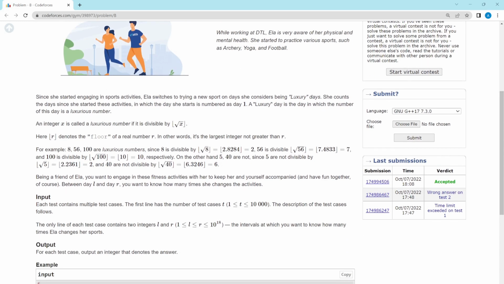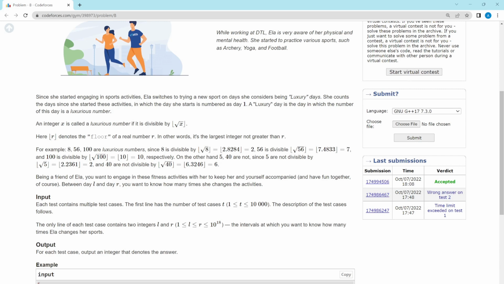A number is called a luxurious number if it is divisible by the floor of its square root. First let's understand what the floor of the square root does. Let's take a few examples. Let's say the number is 8. Then clearly 2 square, which is 4, is less than 8, and 3 square, which is 9, is greater than 8. That's why you can see that 8 is sandwiched between 2 square and 3 square. So the floor of the square root of 8 will be 2.